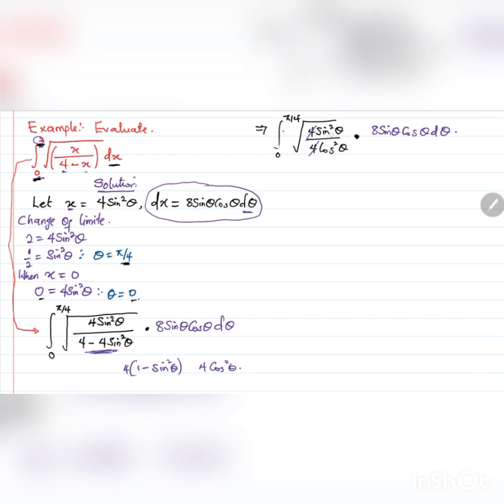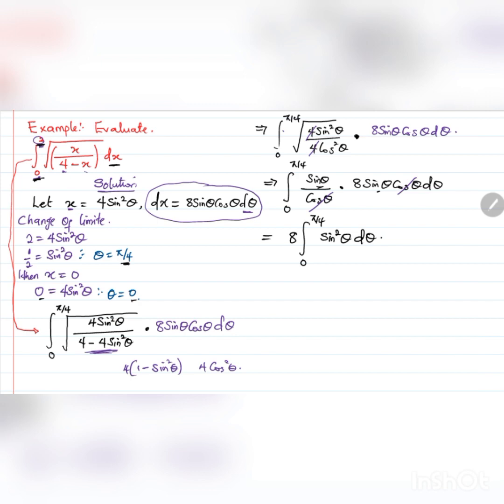Now if I remove the square root, the square root of sine square theta is what? Sine theta. The square root of cos square theta is what? Cos theta. So I'll have the integral from 0 to pi over 4 of sine theta over cos theta times 8 sine theta cos theta d theta. Okay, now this eliminates this. If I multiply that together, we have 8 as a constant, integral 0 to pi over 4, sine multiplied by sine gives us sine square theta d theta.